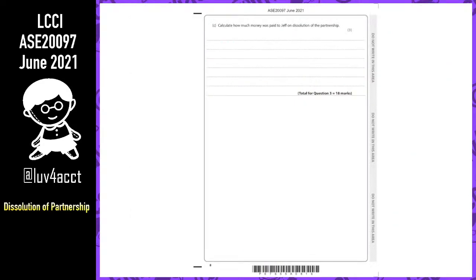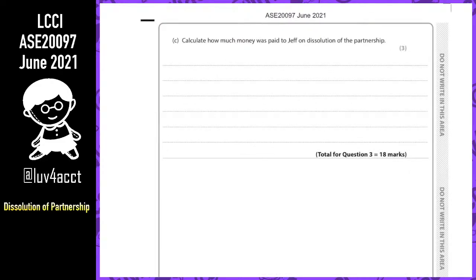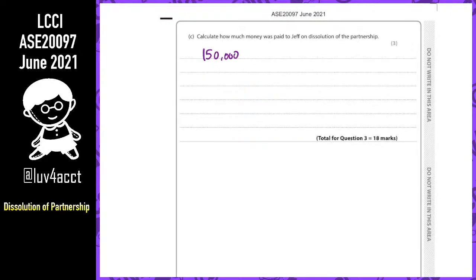Let us go to the last part, that is the calculation of how much money was paid to Jeff on the dissolution of the partnership. Originally Jeff had capital of 150,000. We have to calculate from this 150,000. We have appropriations, which is already done, but then we have the balance from current account, and from the dissolution, how much is still owed to Jeff.